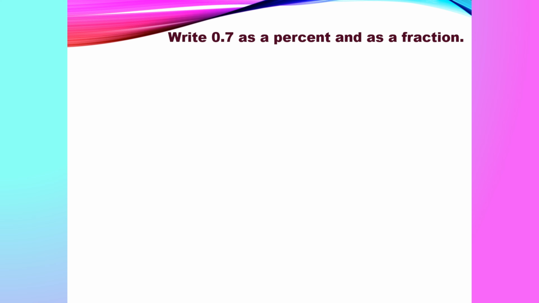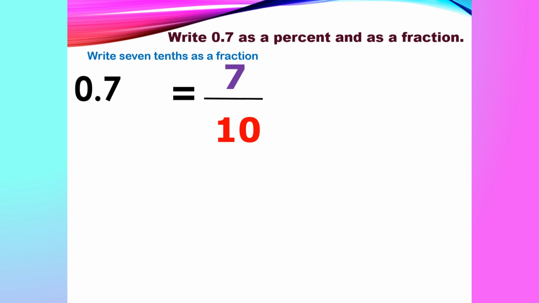Write 7/10 or 0.7 as a percent and as a fraction. So 0.7 as a fraction is 7 out of 10. The GCF of 7 and 10 is 1, so it can no longer be simplified. It's already in simplest form. So let's write it as a percent.